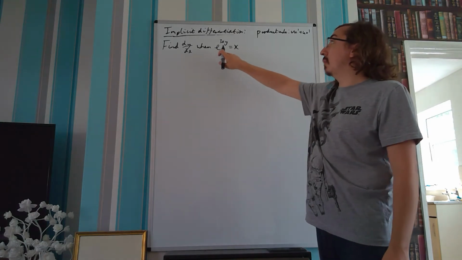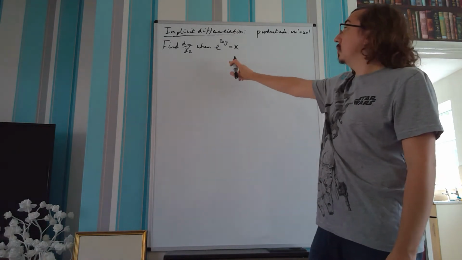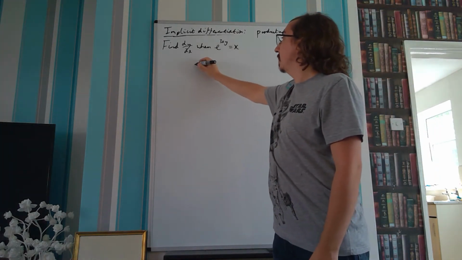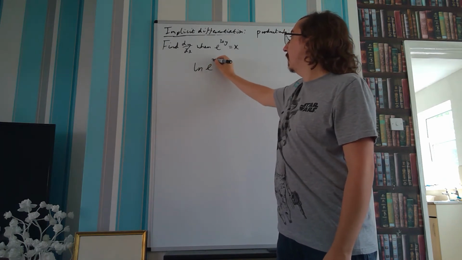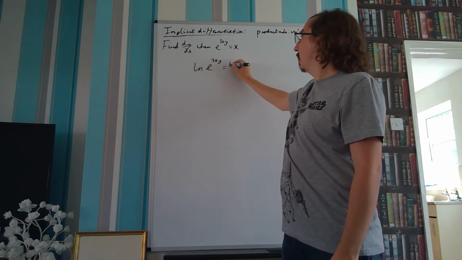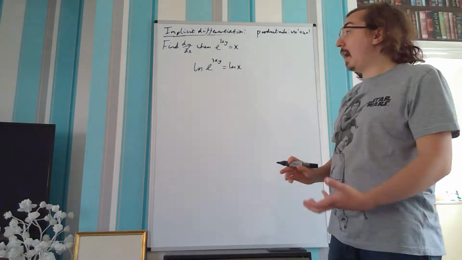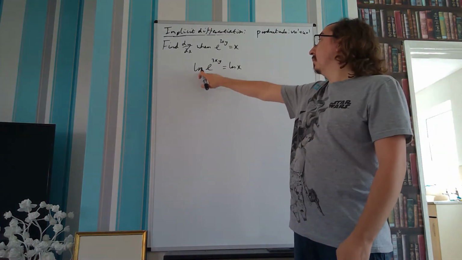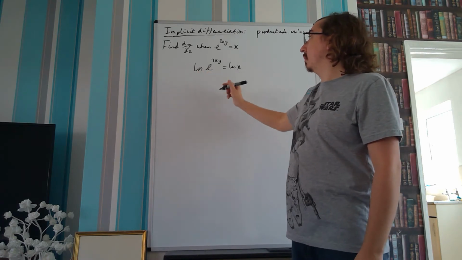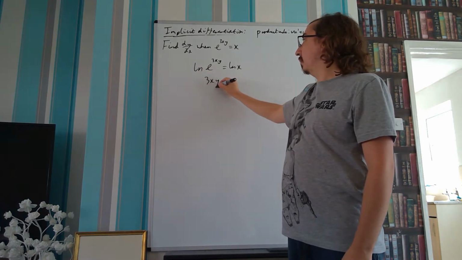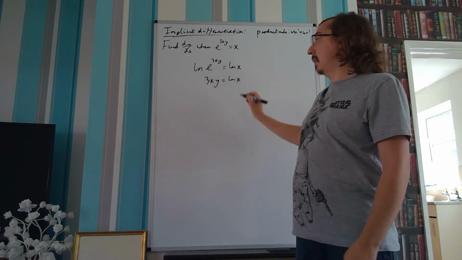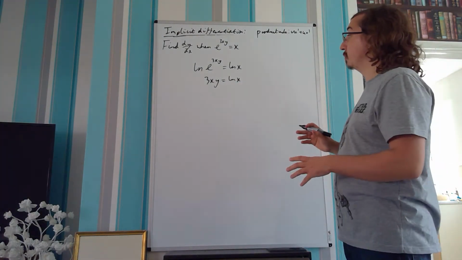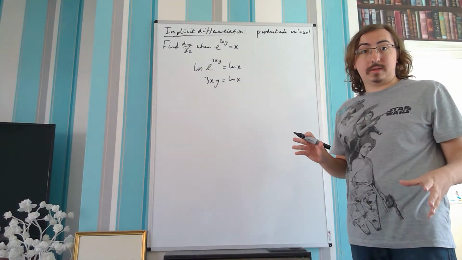taking the natural logarithm on both sides, such that we can say that the natural logarithm of e to the 3xy equals the natural logarithm of x, and our natural logarithm and exponential are the inverses of one another, so we can get rid of those. So we can say that 3xy equals ln x. And that's going to make things much easier for us to differentiate this expression.